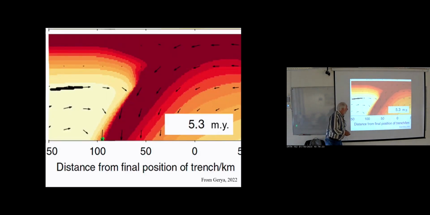This is the model from a recent paper by Taras Gerya. The red is the cooler and the yellow is the hotter. The normal thermal gradient from Earth to asthenosphere along the lithosphere is about 30 to 40 degrees per kilometer. In the subduction zone, because we insert cold material back into the mantle, the rate is about 10 degrees per kilometer, and in some places even less.